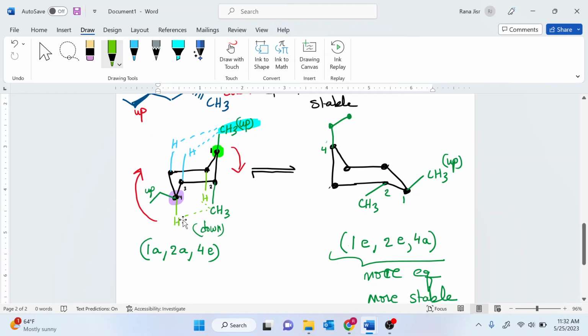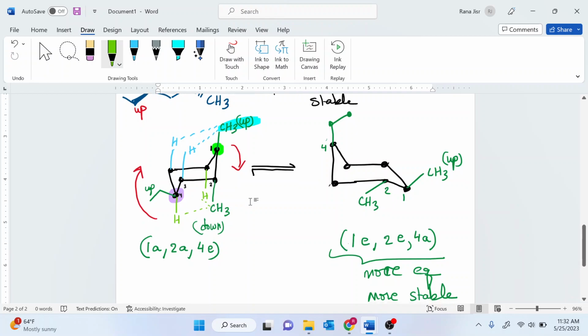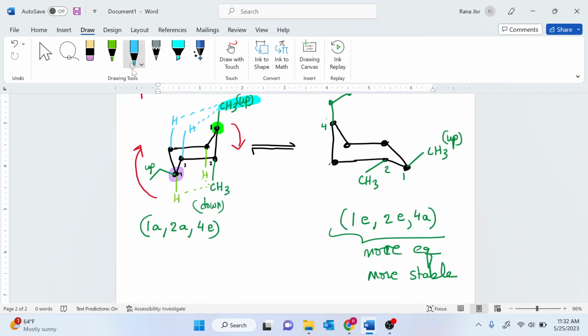This is going to increase the energy of the structure and make it higher in energy, less stable. Now, this ethyl group, because it's on the equatorial position, is far away from all the interactions, so it's not going to interact with any. So here I do have four hydrogen-CH3 axial interactions.